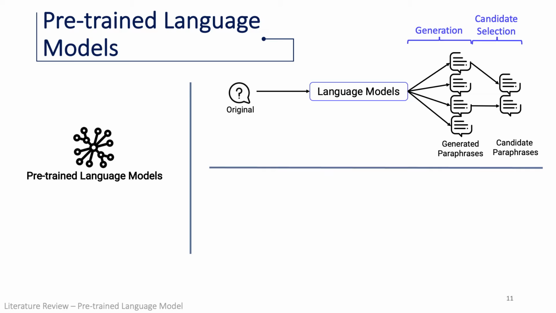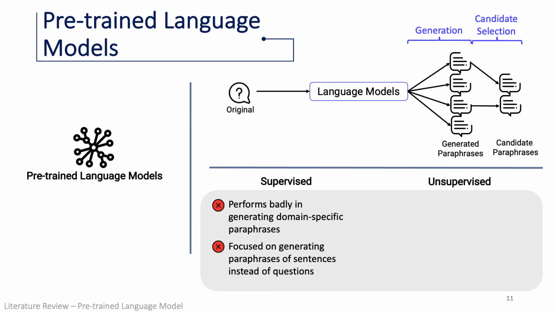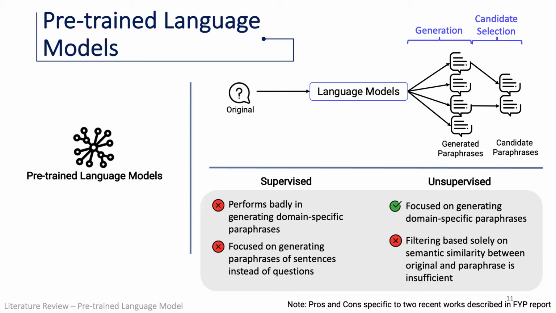In my FYP report, I have described two recent works that tackle paraphrase generation in a supervised and unsupervised setting respectively. Our project closely relates to the work based on supervised learning, but improves on it by focusing on generating domain-specific paraphrases and generating paraphrases of questions instead of sentences. Our project also extends the work based on unsupervised learning, specifically in their candidate selection process, where paraphrases are filtered based solely on their semantic similarity with the original, which is not enough.